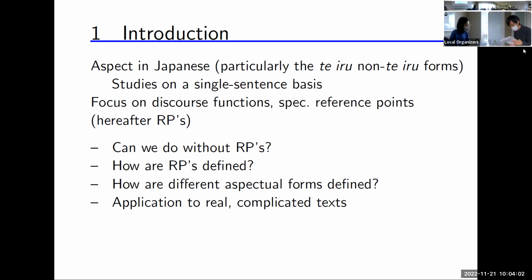First, we investigate if we should adopt the concept of reference point, or we can do away with it. And if we adopt it, we need to examine its definition. Furthermore, we will formalize different usages of aspectual forms with a reference point as a key concept. Lastly, we will examine if real complicated text can be analyzed on the basis of the reference point.